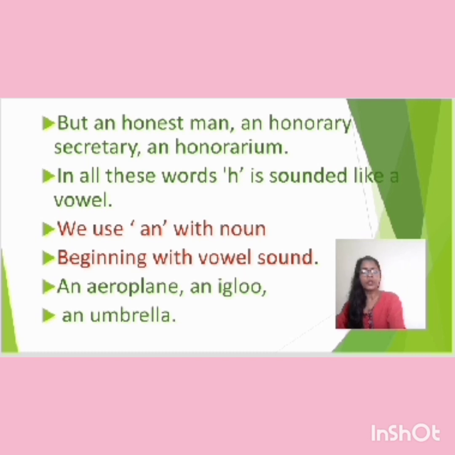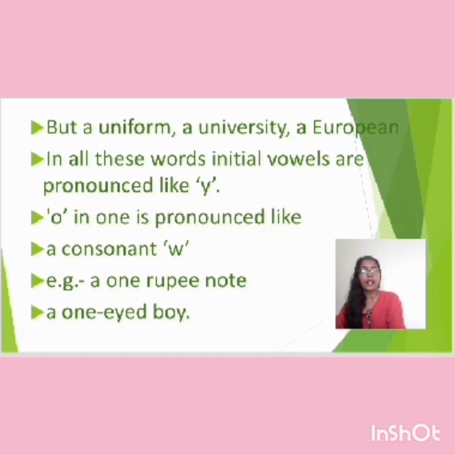We use an with noun beginning with vowel sound. For example, an aeroplane, an igloo, an umbrella. But a uniform, a university, a European. In all these words, initial vowels are pronounced like ya, which is a consonant sound. O in one is pronounced like a consonant sound wa. That's why we use a 1 rupee note, a one-eyed boy, though O is not a consonant.